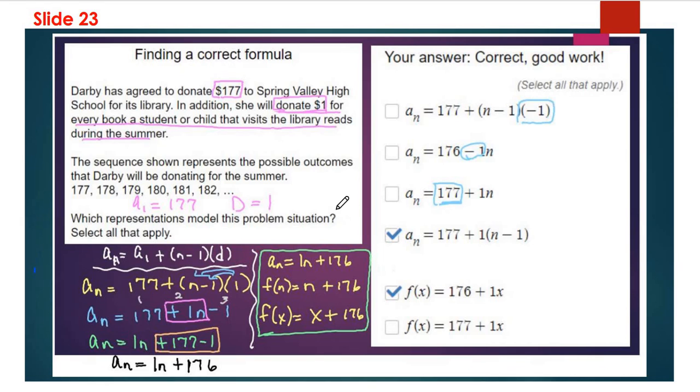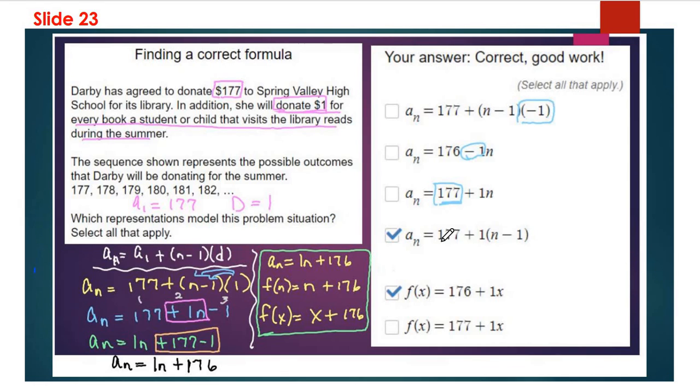Now, when I look over here, I'm going to look at the first term and the common difference. I see the first term is 177, the common difference is 1, but the common difference on this one is a negative 1. So this is automatically out. When I look over here, I see it's 176 minus 1n. Nope, that's a positive 1n. So this one is out. When I look at this, we had 176, not 177, plus 1n.